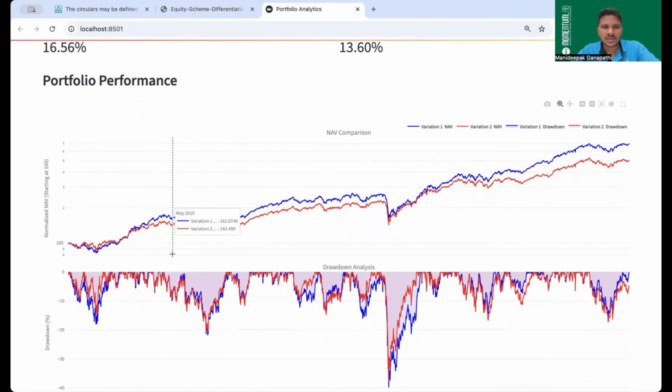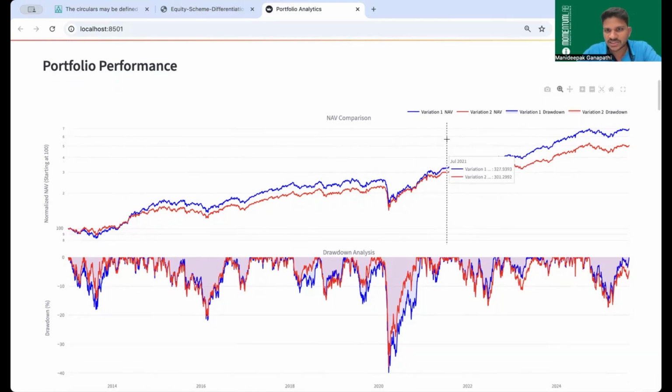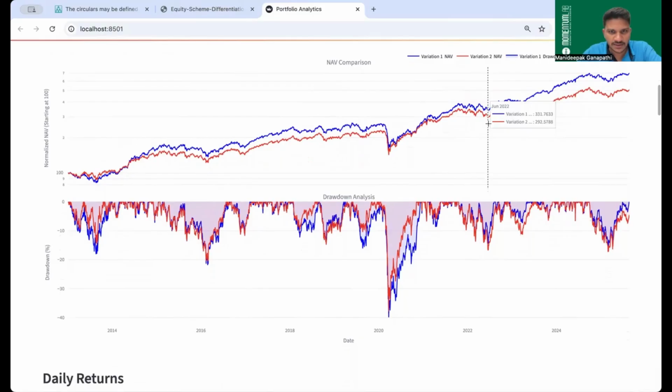So as you can see, in the initial months or roughly about a year or so, this fund was underperforming the benchmark and slowly it started beating it. And there was a time it was very close to the benchmark, which is, I think, during the COVID time. And post COVID, it again went beyond the NAV of the benchmark, which is Nifty 100 here. So the blue line is the fund and the red line is the benchmark. So variation 1 is the blue line, variation 2 is the red line.